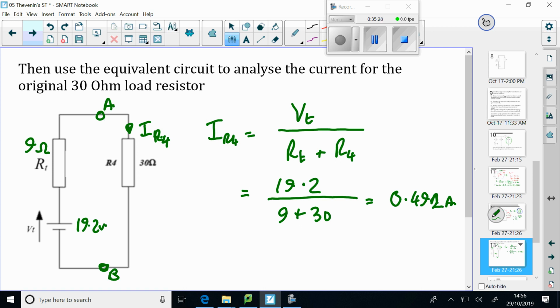Right. And then it asks for the power dissipated, isn't it? So PR4 is I squared R4, 0.492 squared times 30. What's the answer to that? That's the power dissipated by the R4 resistor. It's equal to the current through it squared times R4. Somewhere about 7.5.